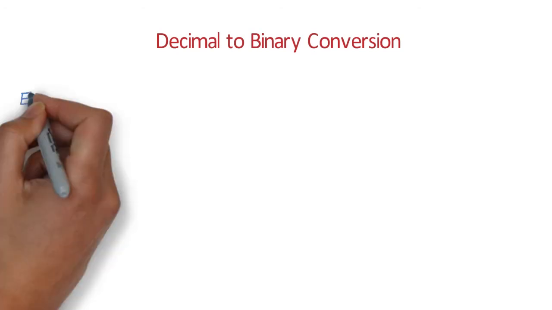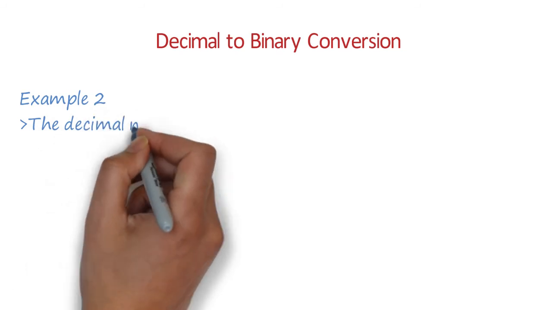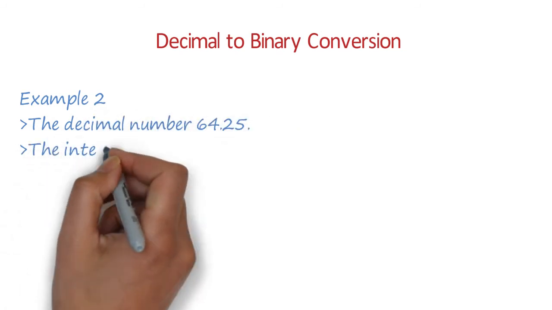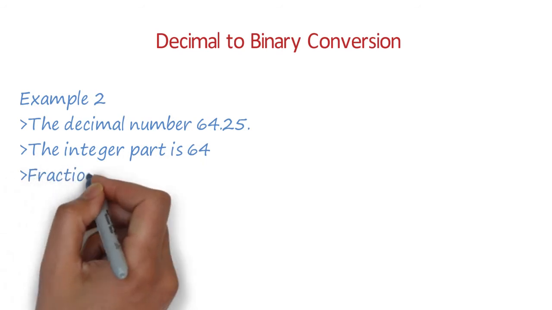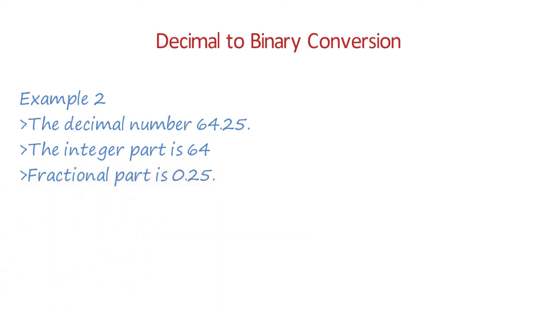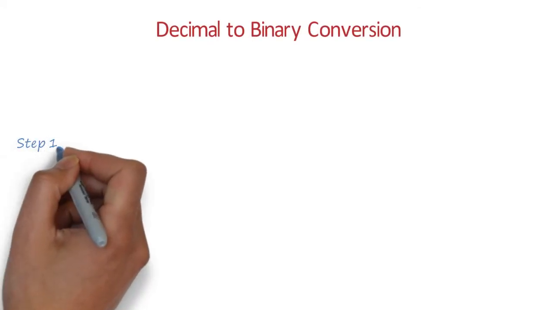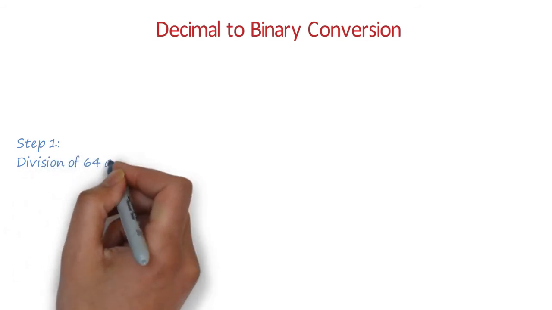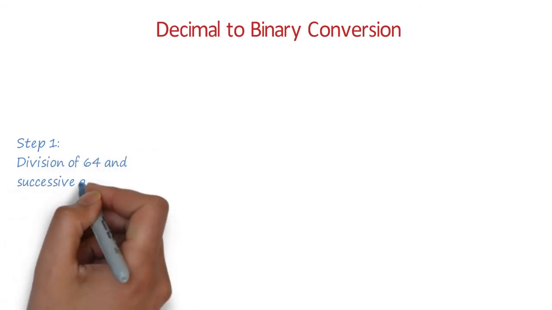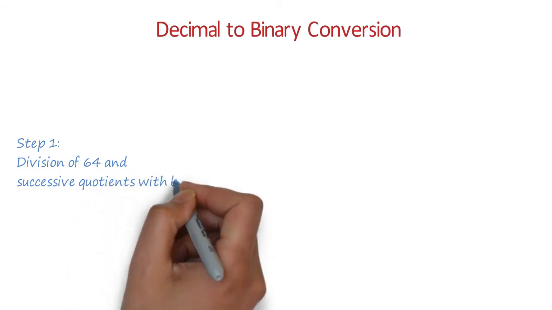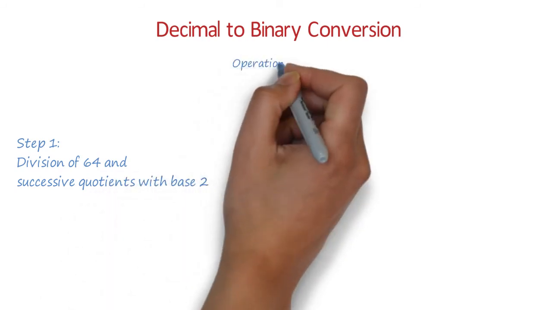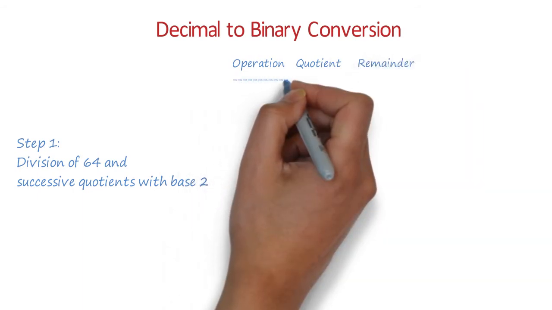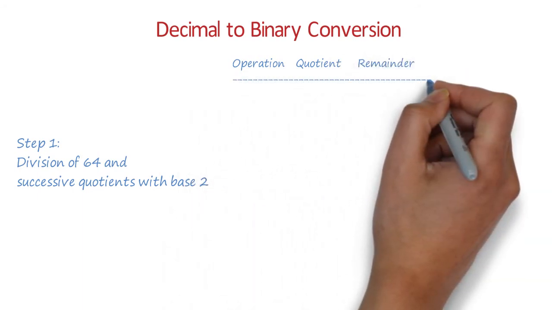Now let us take a second example. Consider the decimal number 64.25. Here the integer part is 64 and the fractional part is 0.25. So step number 1 will be converting 64, which is the integer part, into binary. We will divide 64 by the base of the binary, which is 2. So operation number 1 will be 64 by 2. The quotient will be 32, remainder 0.